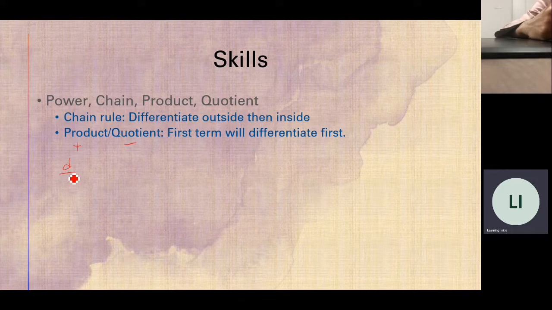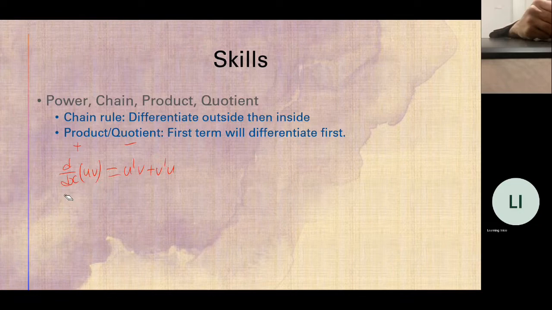So let's say u and v are each functions of x. First come, first serve, first term is u, so u prime v, right? We will differentiate u first. Product rule, so plus sign, then you differentiate the other term, v prime u.